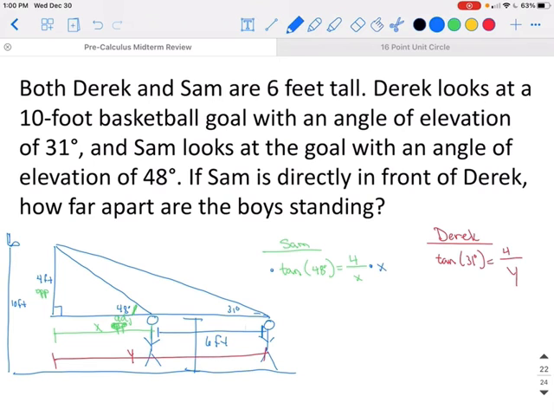Now to get the variable out of the denominator, we are going to multiply for Sam both sides by x and for Derek both sides by y. So for Sam, we're going to have x times the tangent of 48 is equal to 4. And for Derek, we're going to have y times the tangent of 31 is equal to 4. Now to get the variable by itself, we are going to divide both sides by the tangent.